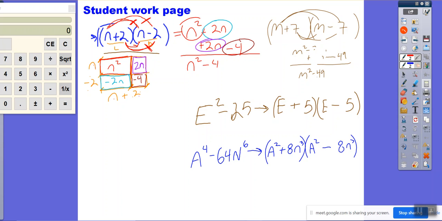Congratulations, you just factored your first difference of squares. So really, you just take the square root of both terms, put them inside your binomial, and you're off and running. Just remember, one is positive and one's negative.